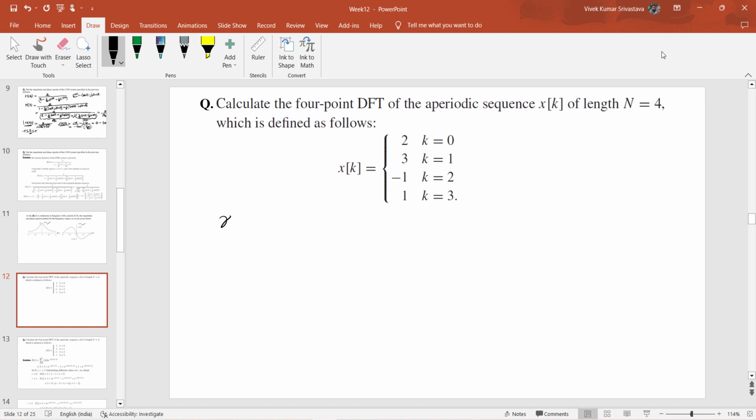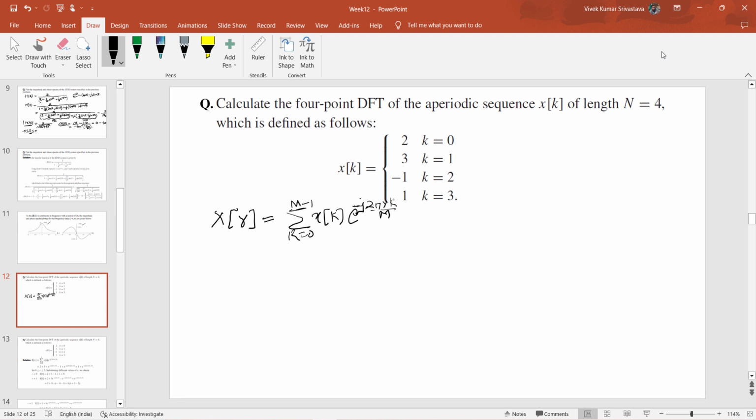Okay, which we can write as x of r is equal to summation k equals 0 to m minus 1 x of k into e raised to the power minus j 2 pi r k over m.